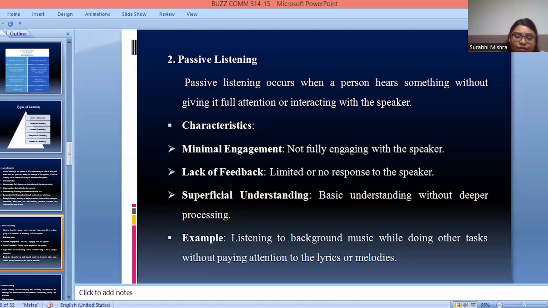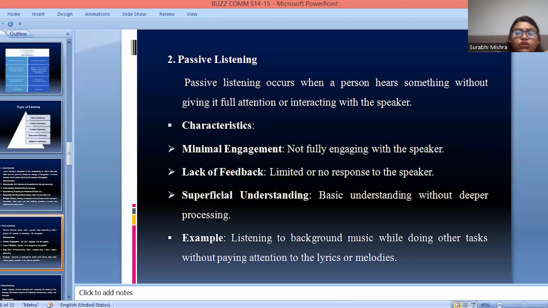So let's see the characteristics over here. Minimum engagement. As you are not listening to the speaker carefully, you are not engaged with that particular speech, you are not interacting with the speaker, so you will be least bothered, least engaged. So not fully engaged with the speaker. Number two is lack of feedback. As you were not able to participate in the interaction, you were not listening to the speaker attentively, obviously you have no response or a very limited response.